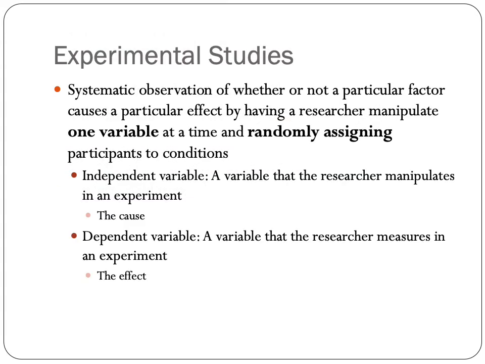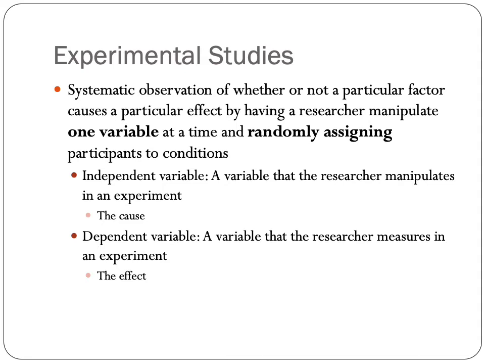In experimental studies, this is the strongest, most robust kind of method that we can use. This is a systematic observation of whether or not a particular factor causes a particular effect by having a researcher manipulate one variable at a time and randomly assigning participants to conditions. So that's a big, heavy definition, but it's super important that you understand this, right? We're looking at if one particular factor causes a very particular effect by having one variable manipulated and randomly assigning participants to those conditions.